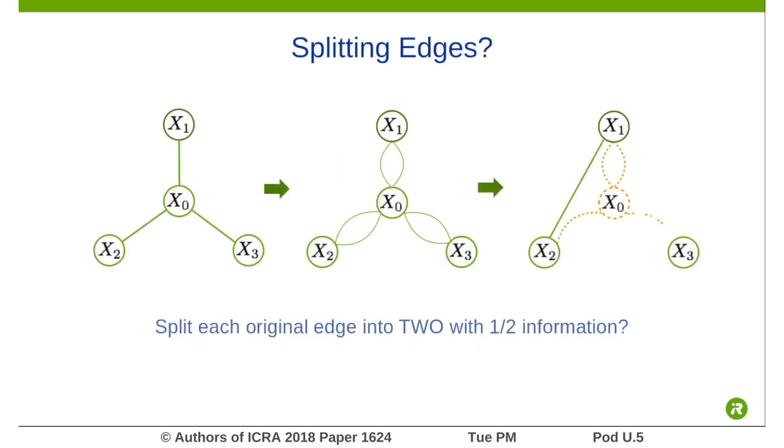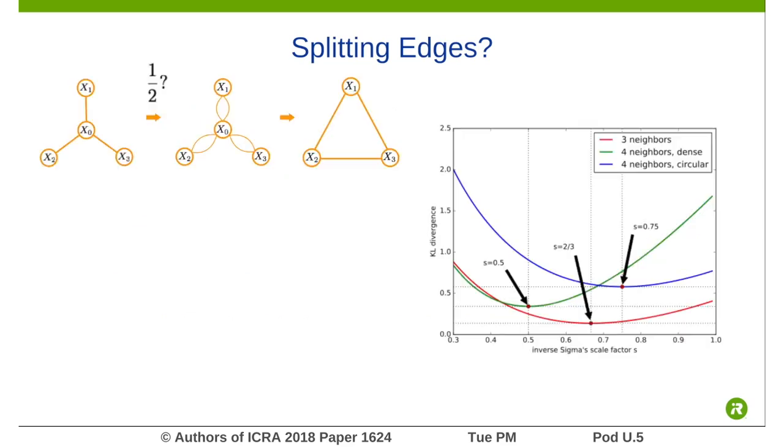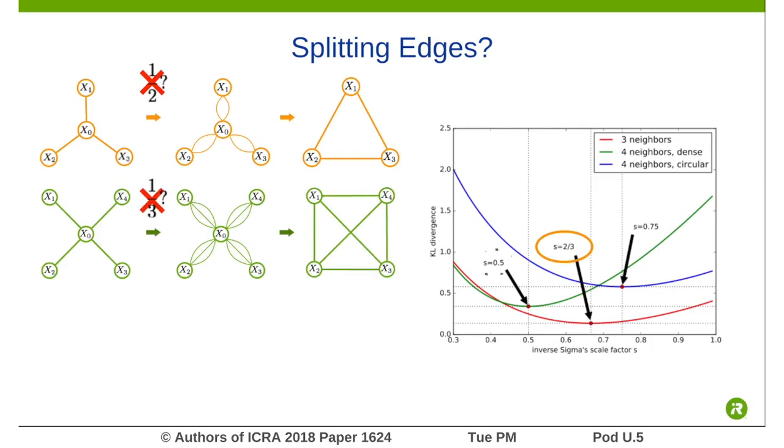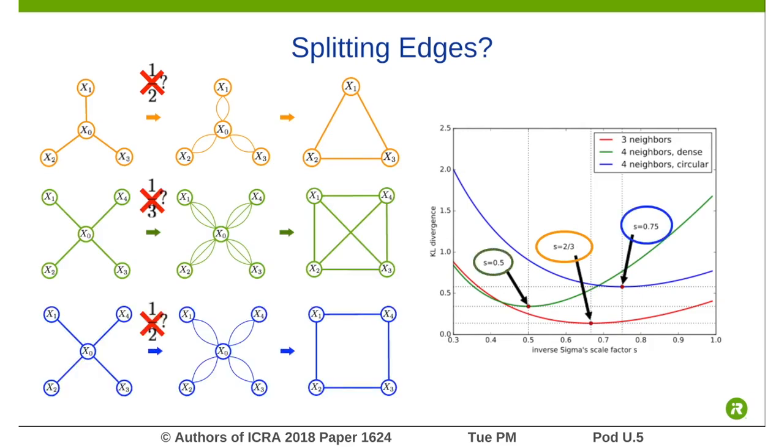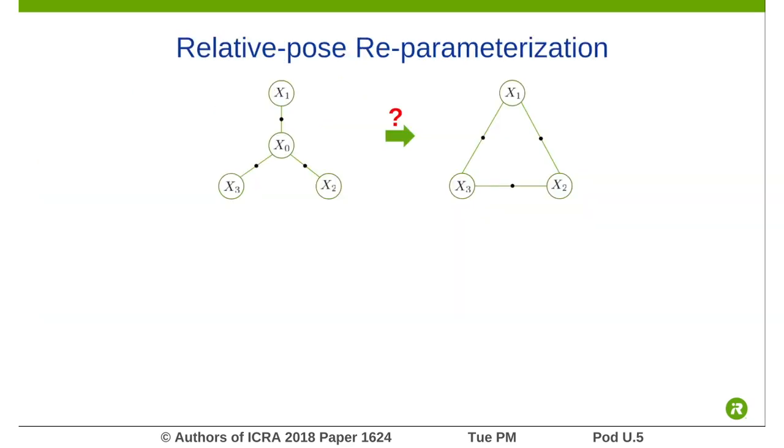To solve this, we split each edge into two edges, scaling the original information by half, and composed these sub-edges. However, we discovered the optimal scale factor is not 1/2 but 2/3. This scaling factor also applies to other graph topologies. We then explored another idea using the relative pose re-parameterization of the absolute pose graph.